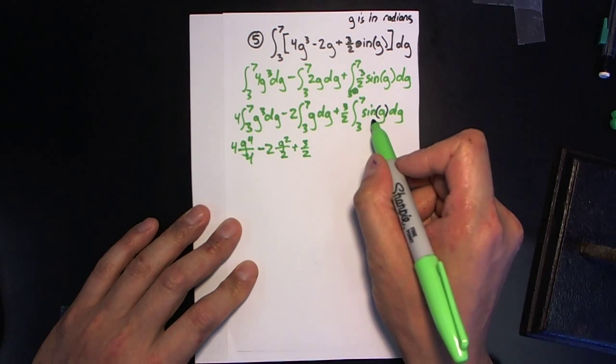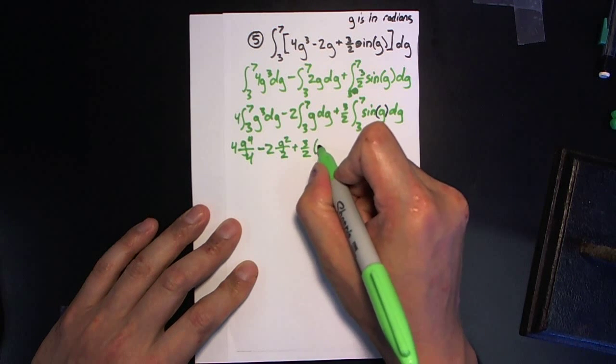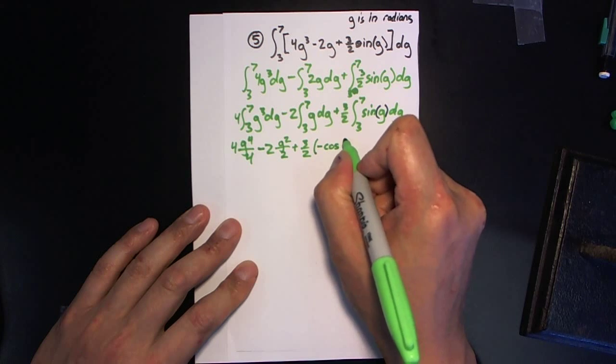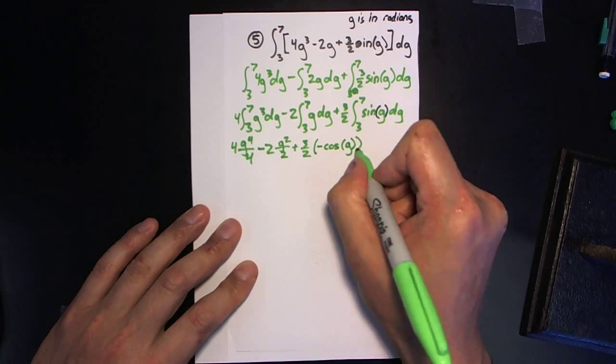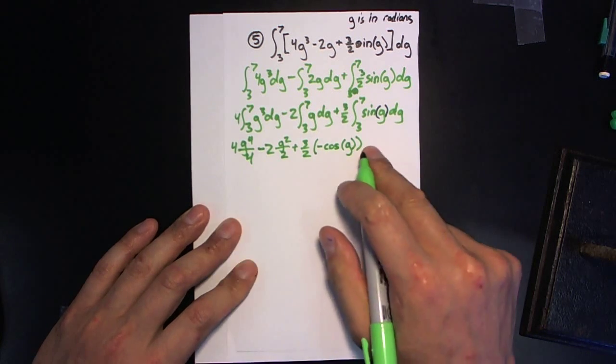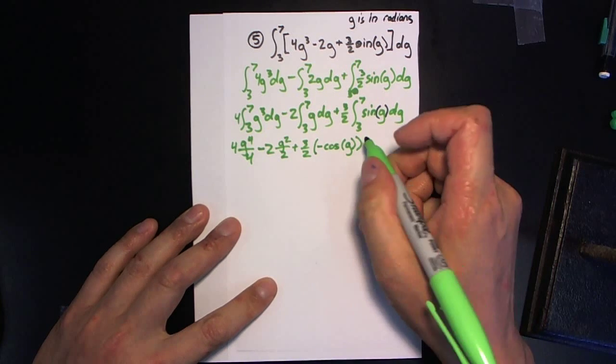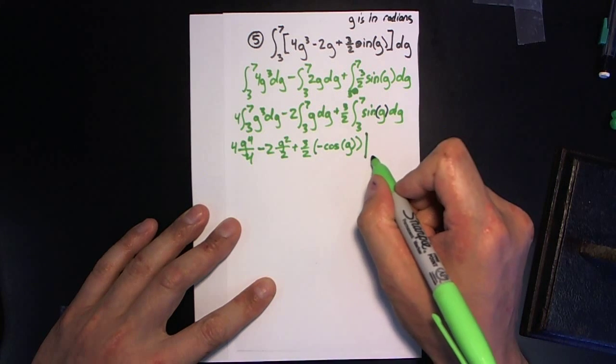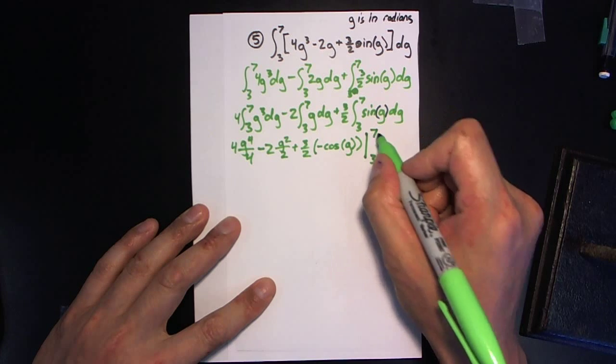Integral of sine is negative cosine. Okay, so we're done integrating these three terms, but we have to remind ourselves to evaluate this at 3 and 7.